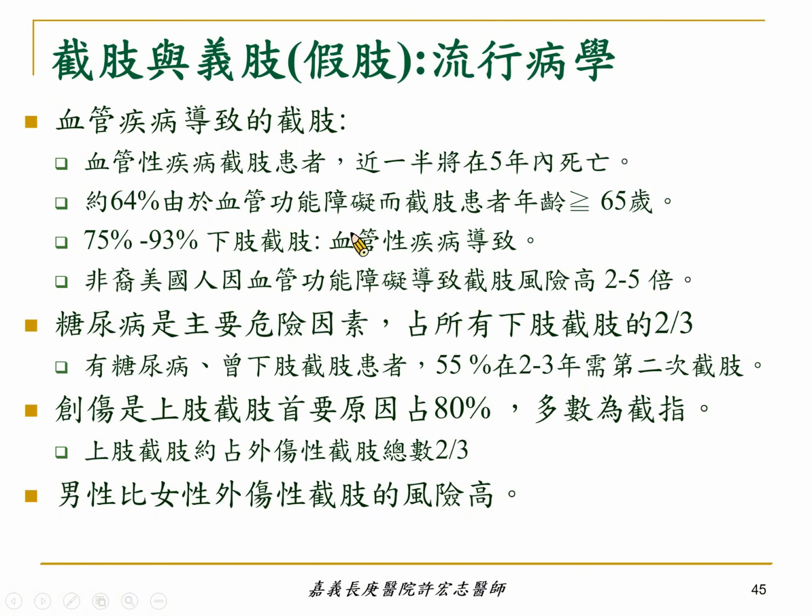The lower limb amputation, which we'll discuss next week, 75 to 93% of it is from vascular disease. For African Americans, the risk for amputation due to vascular disease is 2 to 5 times higher than in other populations. Trauma is the major cause of upper limb amputation. Mostly it is the amputation of fingers, and it is more commonly seen in males than in females.